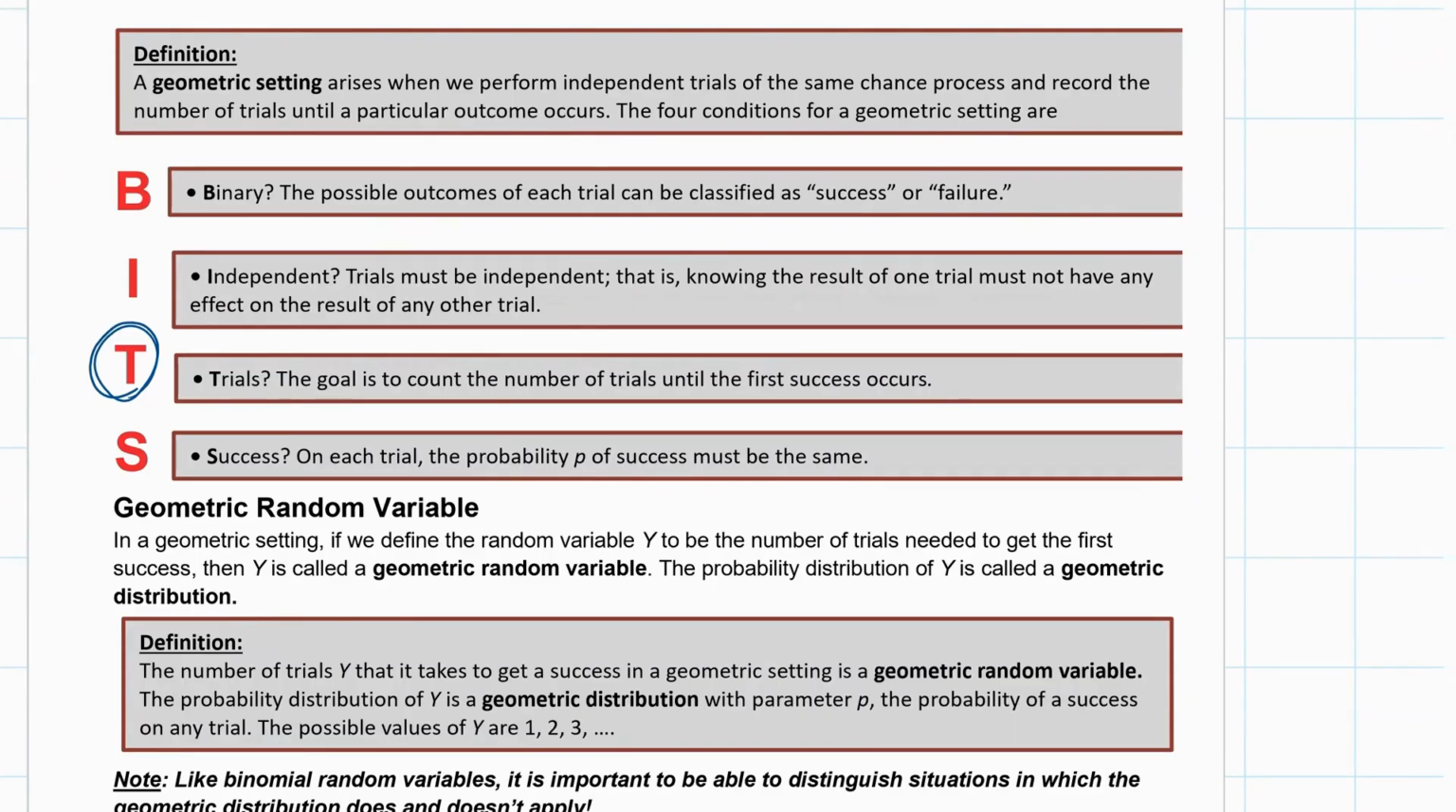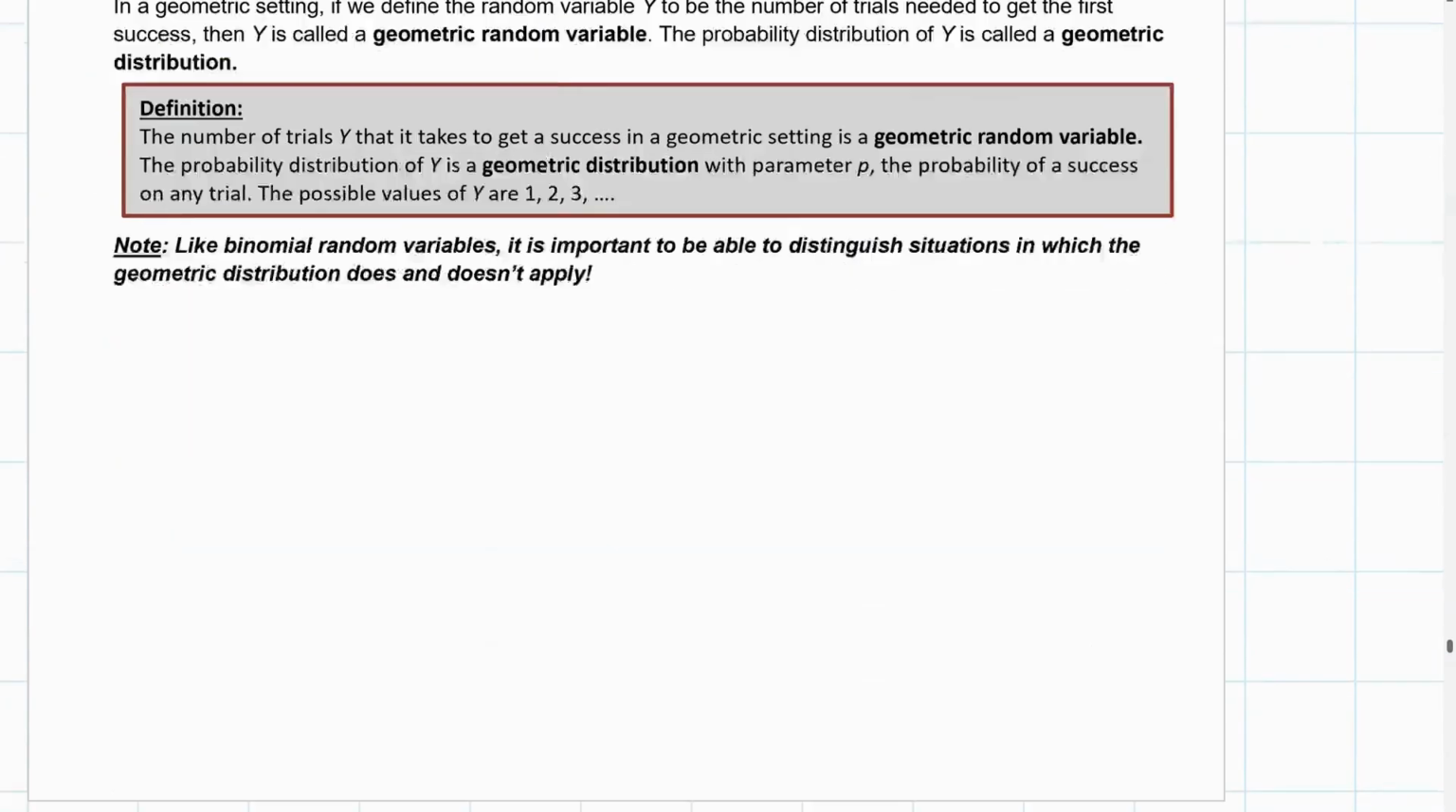It's important to make sure that we meet the criteria before we declare something to be a geometric random variable. The random variable will take on numbers from 1 to infinity, which is different than the earlier times. But let's jump into a problem.